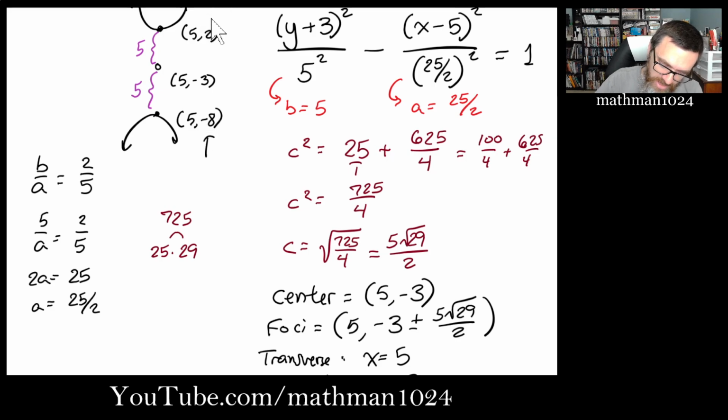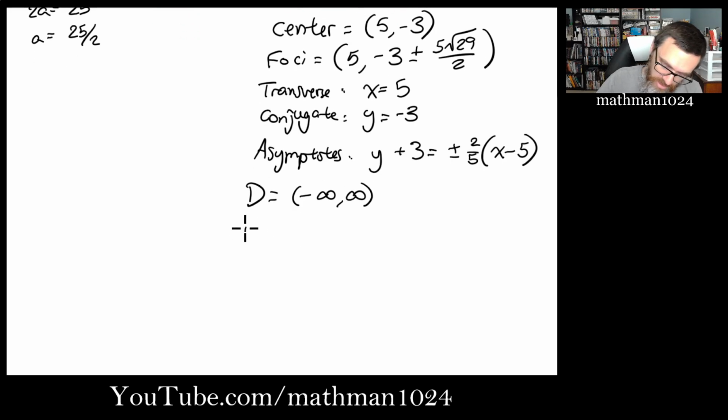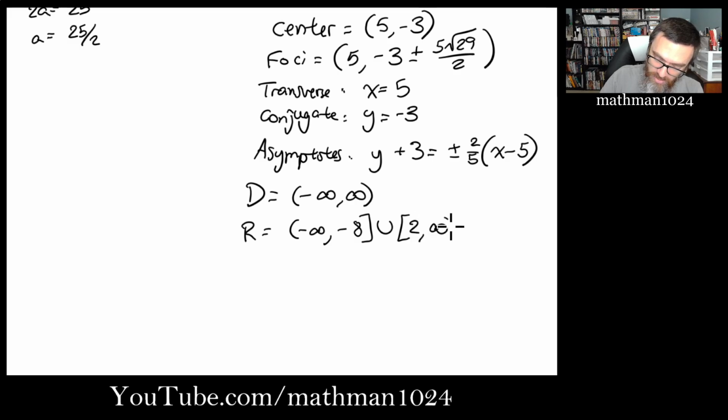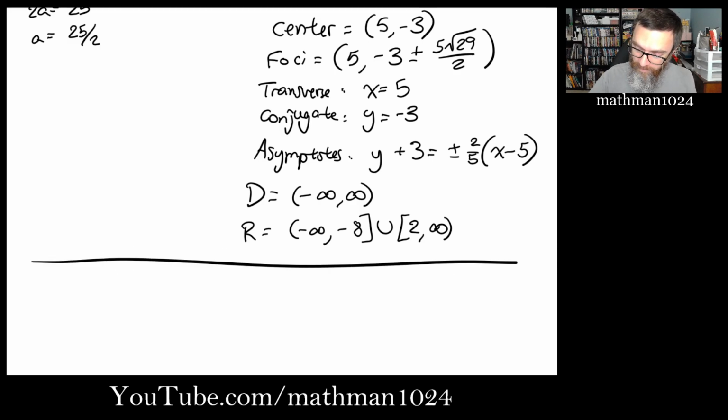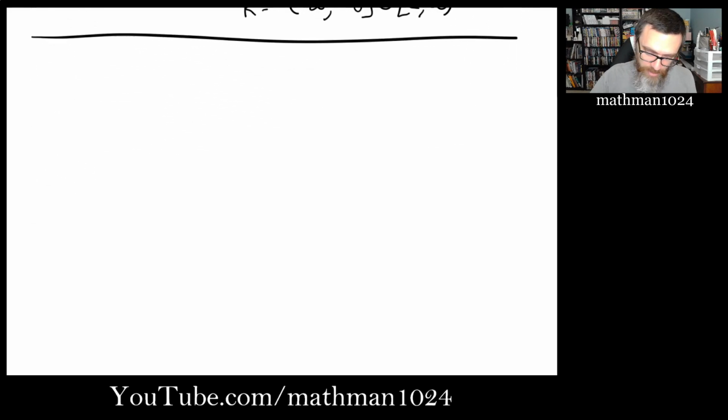So negative 8 and 2, these are the values I'm going to be working with for my range. My range is coming from negative infinity up to negative 8, union, and then 2 to infinity. So there we go. All this stuff answered, and then some, right? Now let's look at the next example.